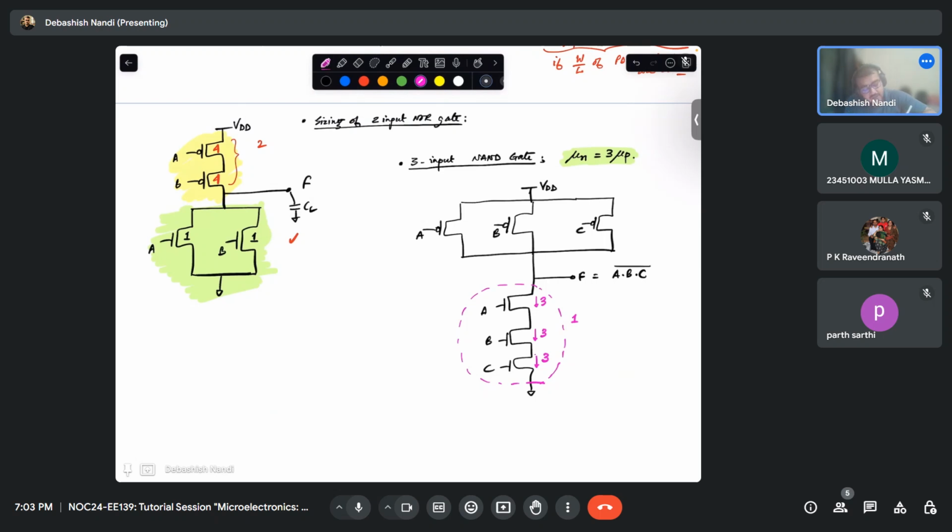Fine. Now if this is 1, so this should be how to size your PUN. PUN should be sized based upon this, right? What is the difference of your mobility? So PUN should be 3 times, and worst case is when one path is conducting. So everyone should be 3.